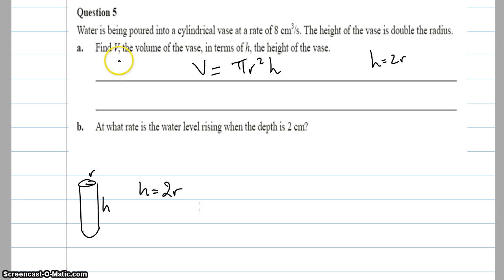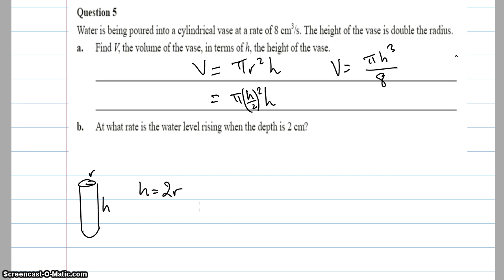And here it says find the volume in terms of H. So I need to find out what r equals. R equals H divided by 2. So now I can substitute r as H divided by 2 into this. I get pi times H on 2 squared, multiplied by H. So essentially this volume is equal to pi H cubed on 8. That's the volume of this vase here.